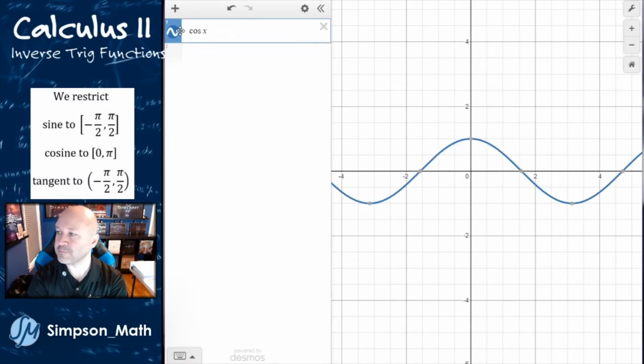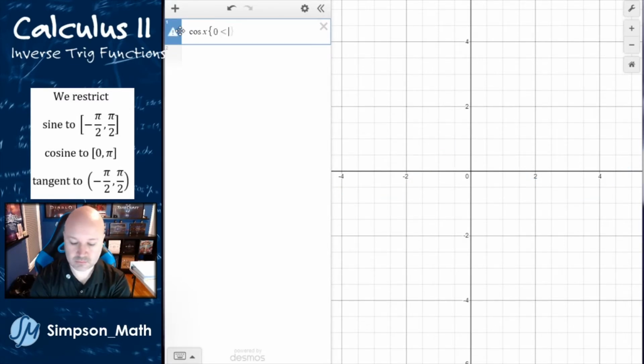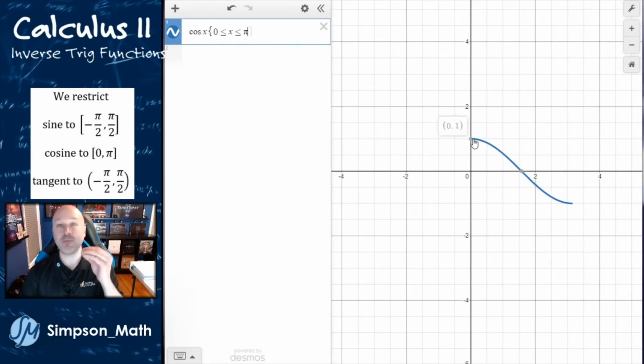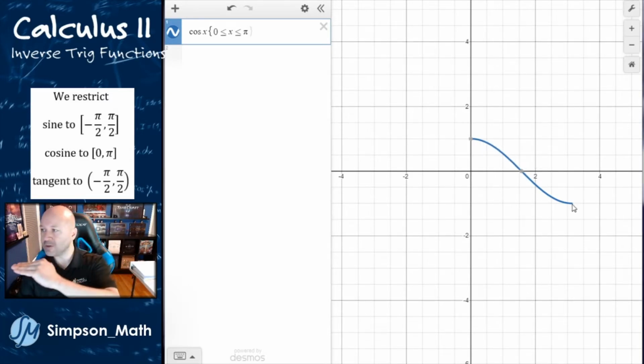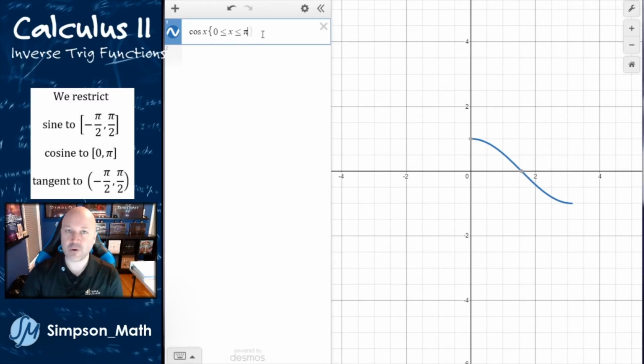Let's look at cosine real quick. Same problem, right? This time, though, I'm going to restrict it to 0 to pi. So we see a similar situation. I'm at the high point at 0, so I'm starting there at the high point, and then I'm good all the way down to pi. But if I go just beyond pi, I'll start to come back up, and I will fail a horizontal line test. So we restrict cosine from 0 to pi.